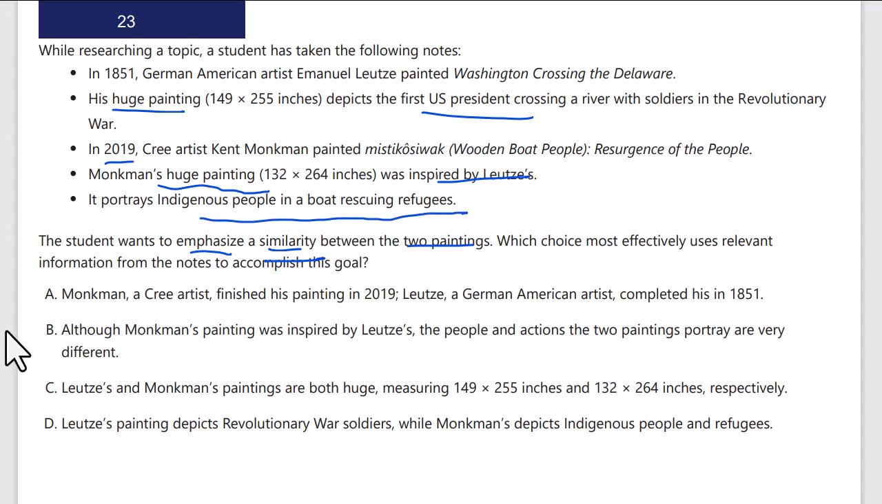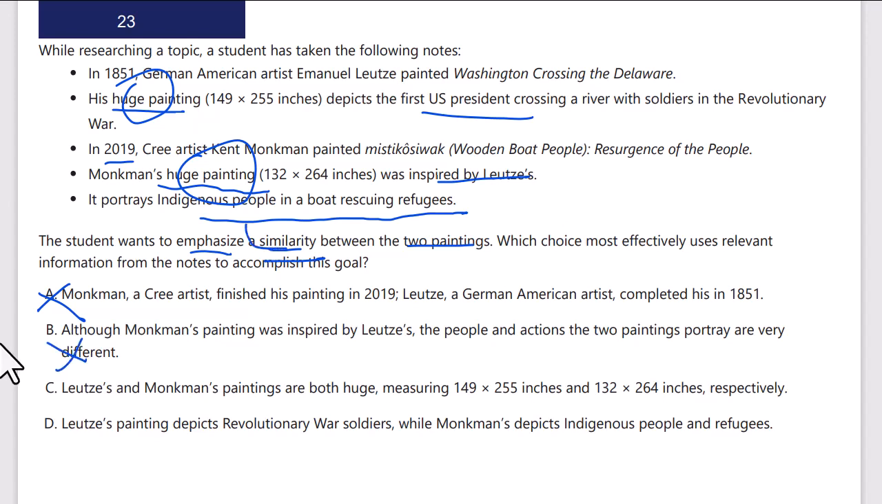So the similarities, they're huge, and they're showing somebody sort of rescuing, or moving forward to some kind of positive event or outcome. So Monkman, a Cree artist, finished his painting in 2019. No, that's a difference. They were very different times. Although Monkman's painting was inspired by Leutze, the people and actions are very different. Again, that's emphasizing the differences.